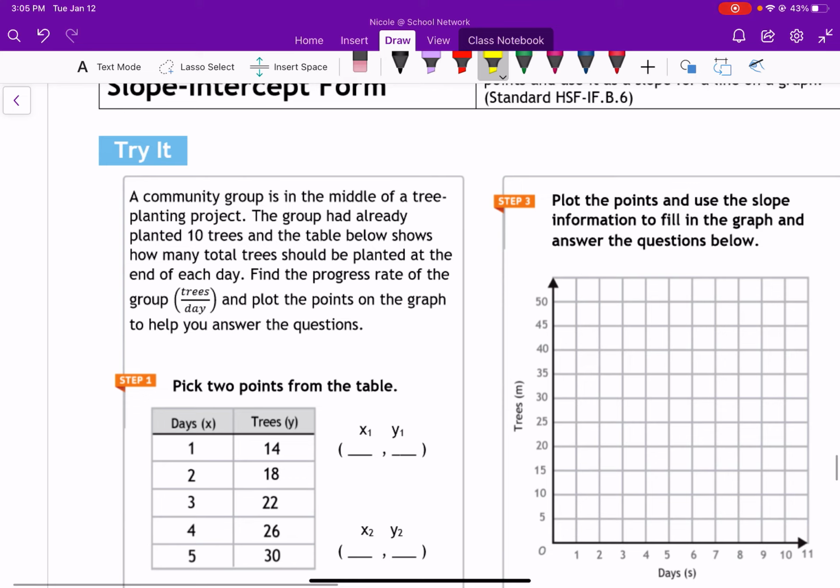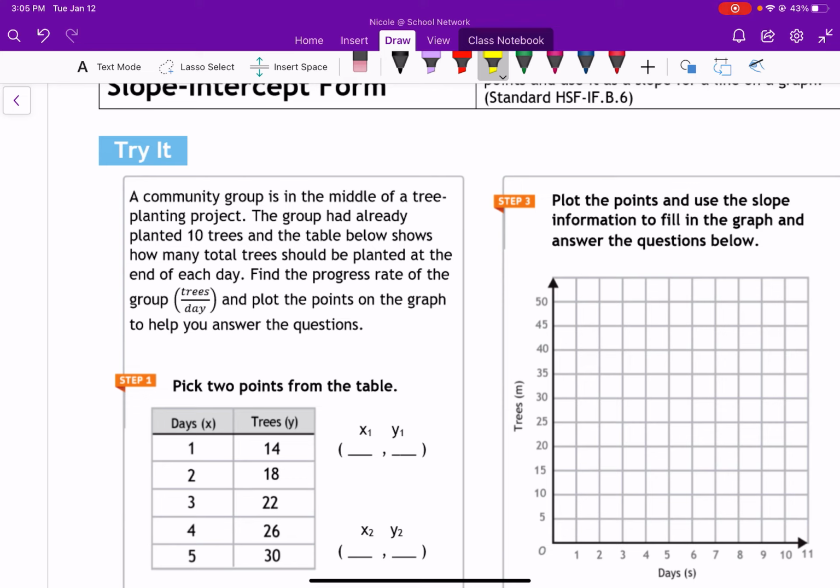So a community group is in the middle of a tree planting project. The group had already planted 10 trees, and the table below shows how many total trees should be planted at the end of each day. Find the progress rate. So we have to find a rate of the group, trees per day, and plot the points on a graph to help you answer the questions.